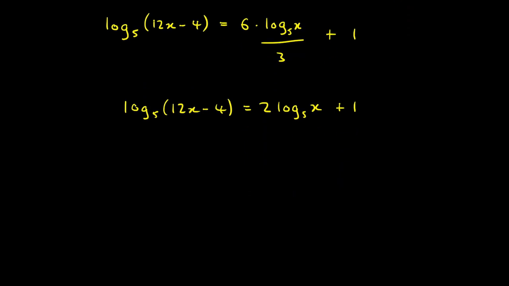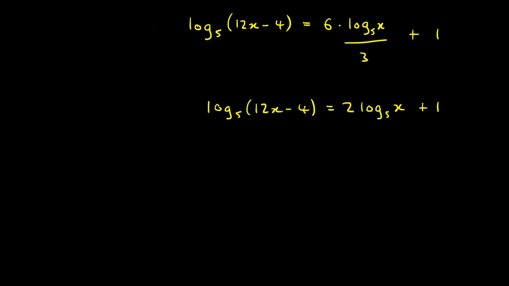And I can use one of the log rules and say, this is a coefficient of 2 for my logarithm, but I can move that coefficient and bring it up here as a power, right? Now, if you've forgotten that, what's the log rule that I can use there? If I've got log of a to the power of p, I can write that as p times log a, right? So I've used that rule. So I'm going to write now log base 5 of 12x minus 4 is equal to log base 5 of x squared plus 1.